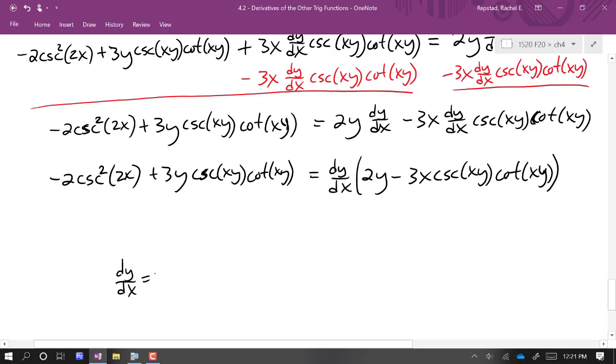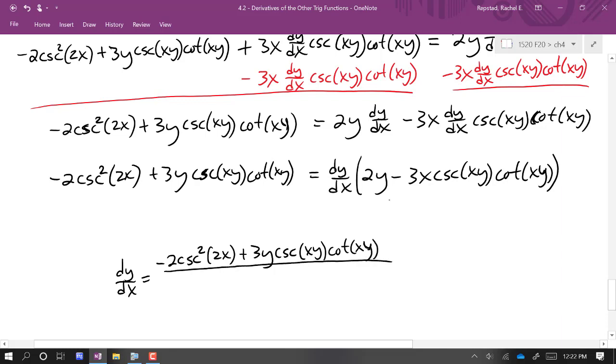dy/dx is, we got this stuff on the left side, minus 2 cosecant squared 2x plus 3y cosecant xy cotan xy, all over the stuff in this parentheses, 2y minus 3x cosecant xy cotan xy.